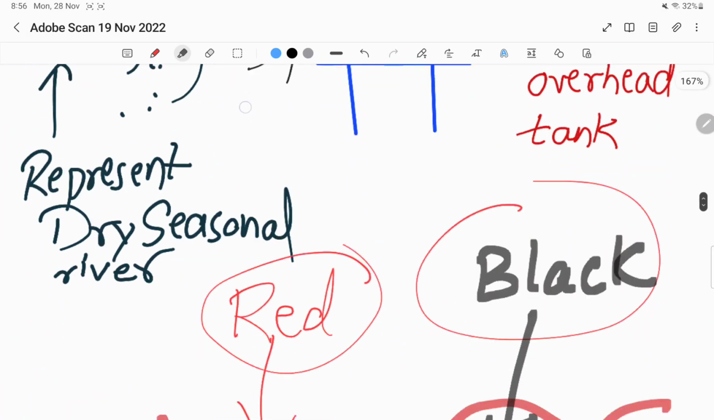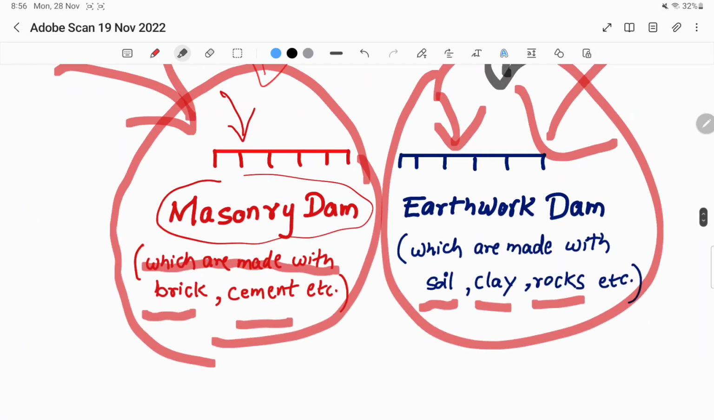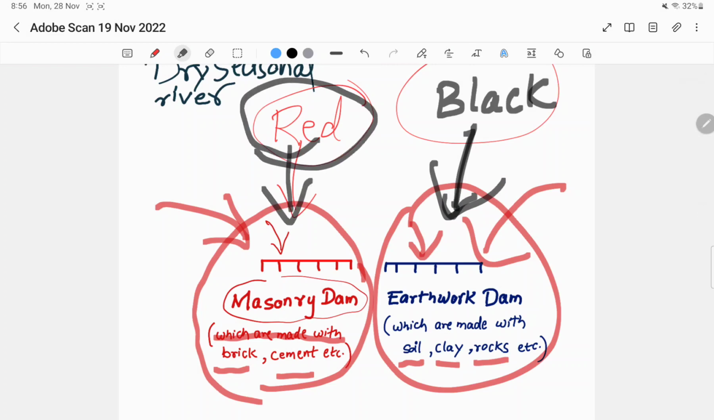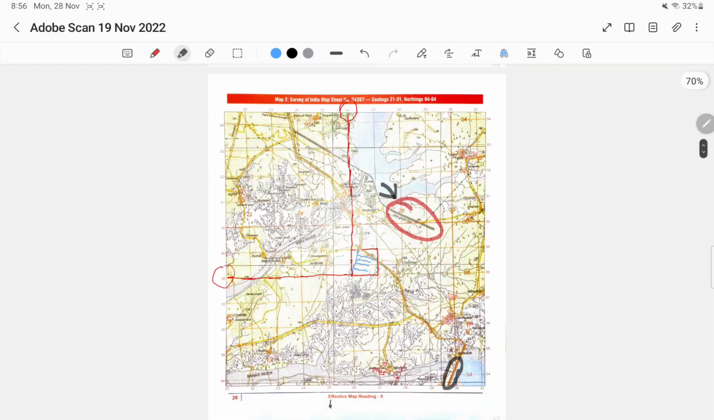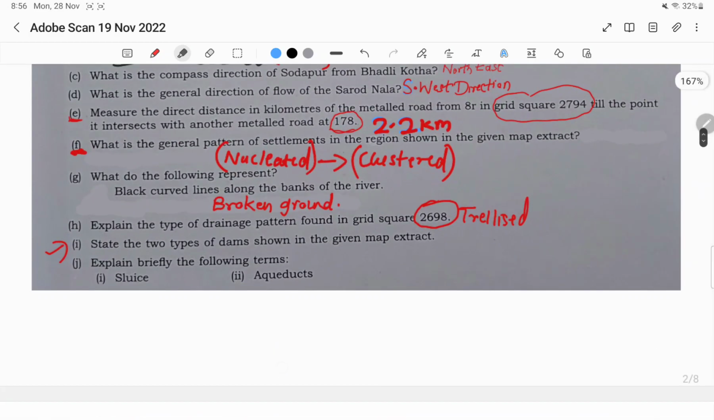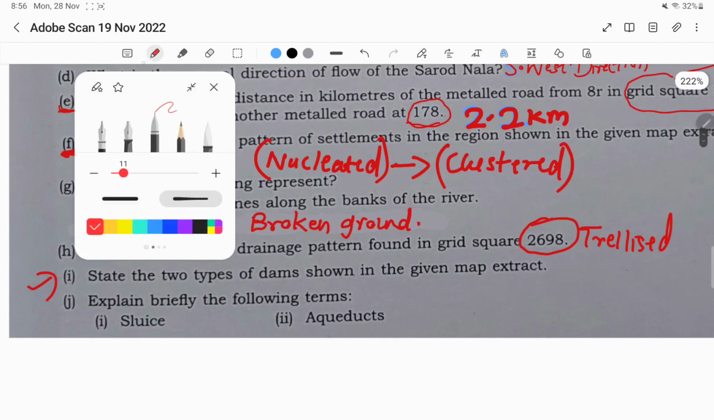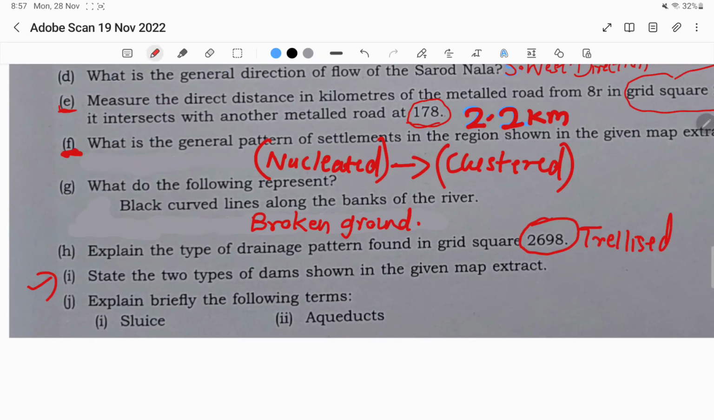So these two will be your two types of dams, that is the earthwork dam and the masonry dam. The answer for this question will be that there are two types of dams shown in the given map extract: the earthwork dam and the masonry dam. Let's just write it over here: masonry and earthwork.